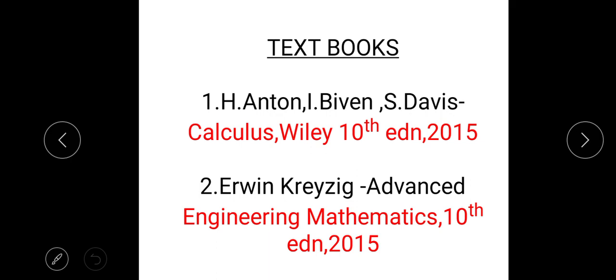The prescribed textbooks are H. Anton, I. Byron, S. Davis, and the textbook is Calculus, Wiley's 10th edition 2015, and the second textbook by Erwin Kreyszig, it is Advanced Engineering Mathematics 10th edition 2015.